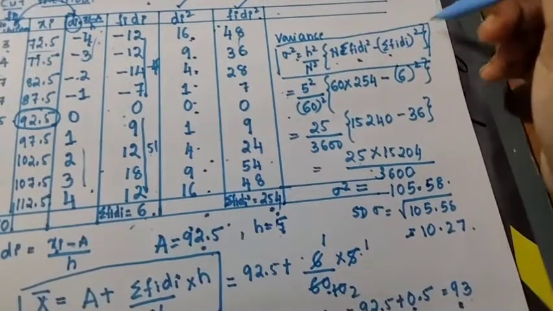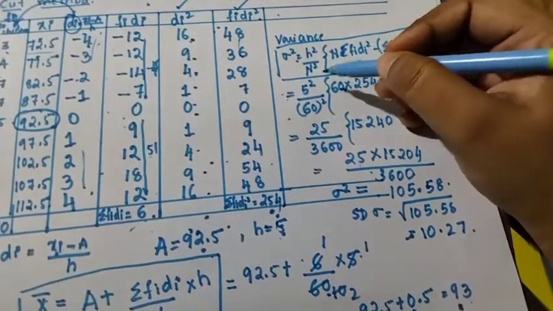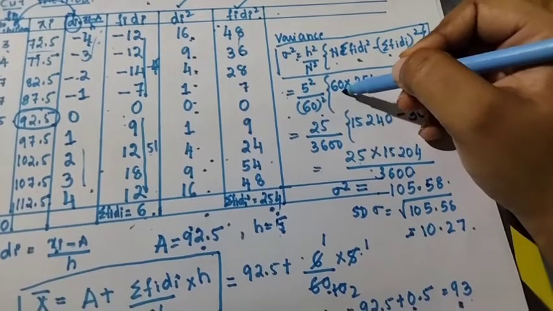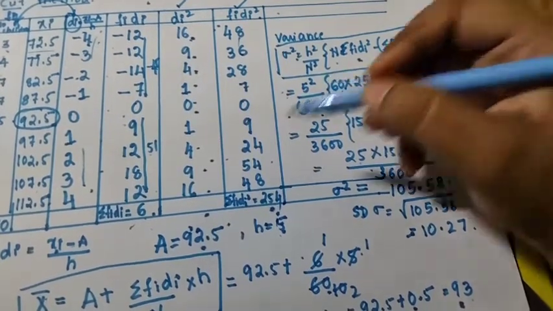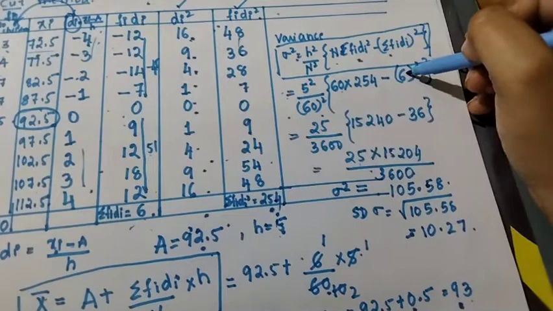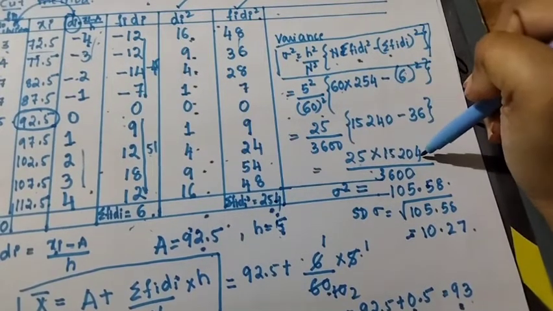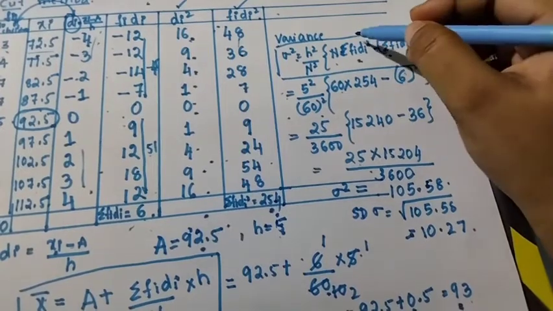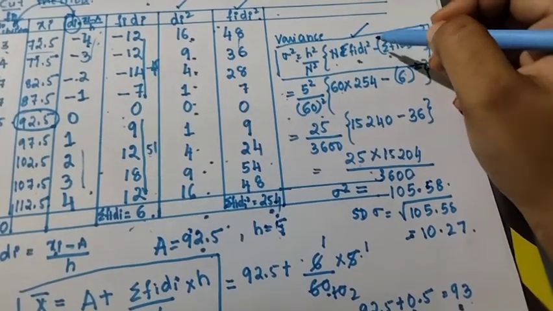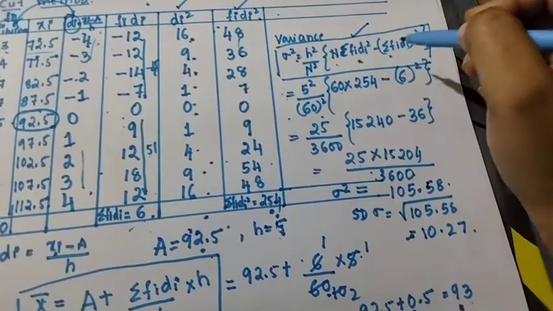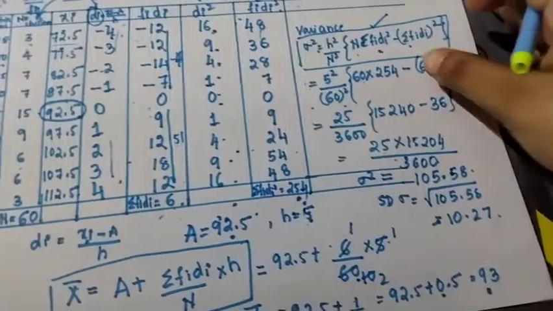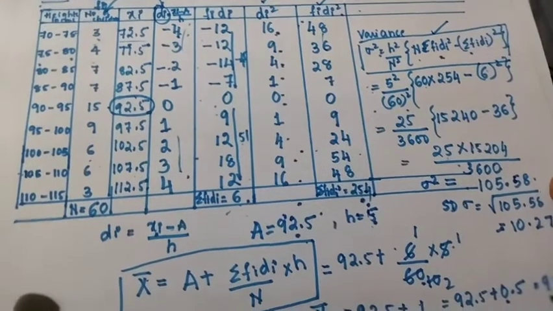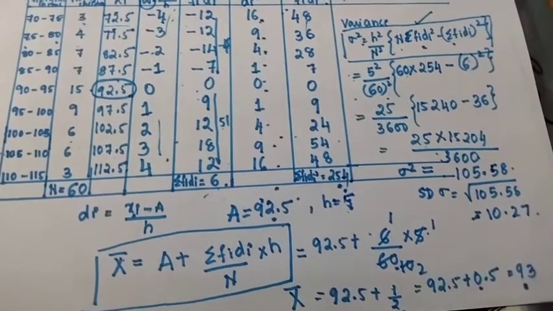Okay, so then substitute the values in this formula. h is 5, n value is 60. So 60 into fi di square value 254 minus 6 square. So what value do you get? 105.58. So when you are calculating using this method, remember the formula carefully. So this is one more way of calculating mean, variance and standard deviation using the shortcut method.